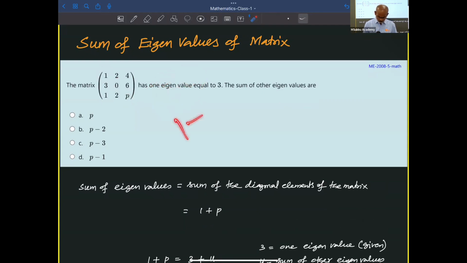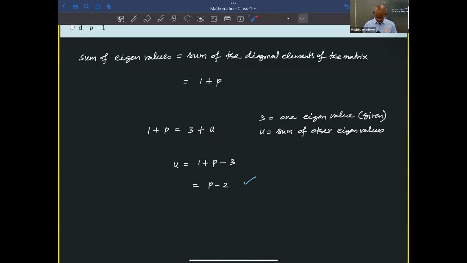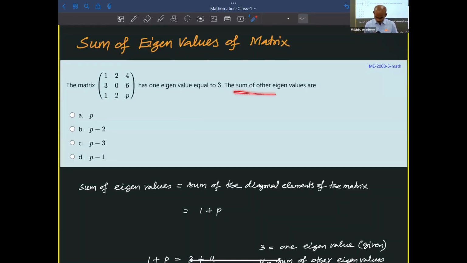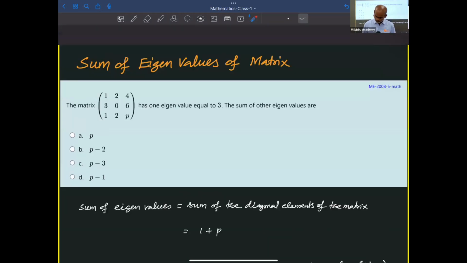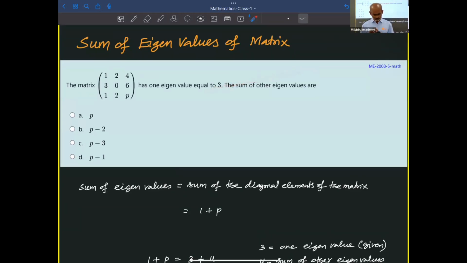So 1 plus p equals 3 plus the unknown elements. This unknown u is the sum of the other eigenvalues, and that is what is asked. So u is simply obtained by rearranging this equation. 1 plus p is the summation, out of which one eigenvalue is available, so this is equal to 3 plus the sum of the other eigenvalues. This way you can easily get the answer for a 1 mark question. So eigenvalue problems are easy to at least answer.